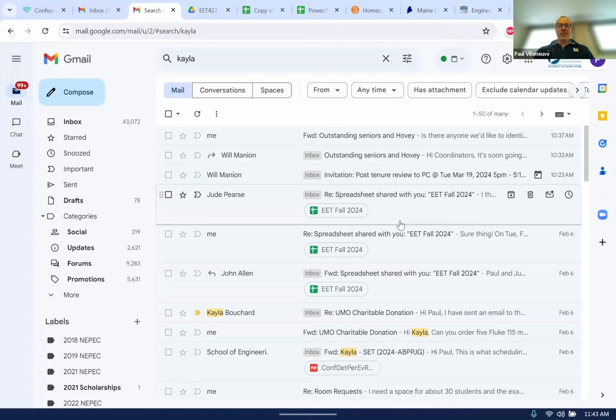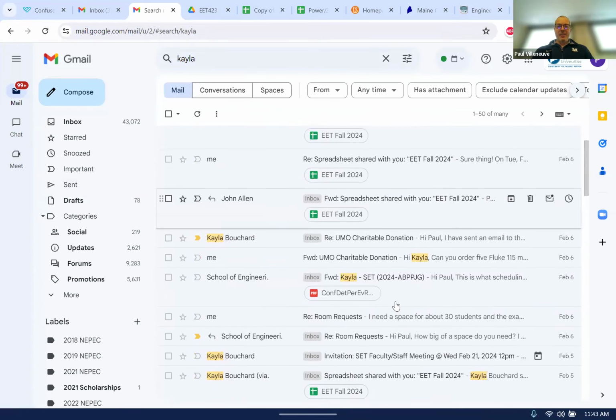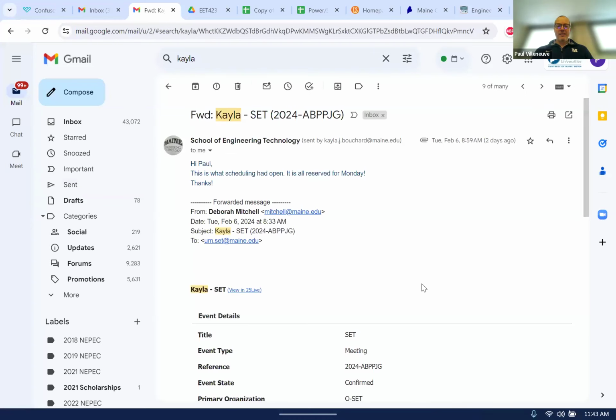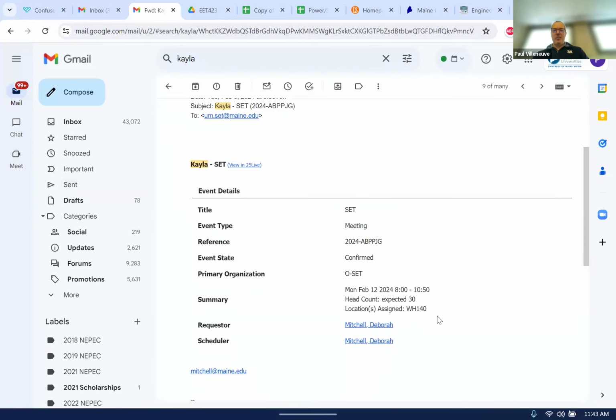So I requested a classroom because I don't think anybody would like to, you're welcome to, we could do a test in the lab if you really wanted to, but I wouldn't think you'd want to do a test in the lab. So I have reserved WH140. Anybody know what WH is?